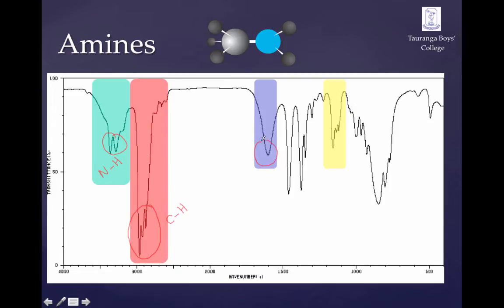You also have a peak here in the purple region, around about 1650 to 1500. This is representing the nitrogen-hydrogen bend, not stretch. In the yellow region here, around about 1200 to 1000, this is representing the carbon-nitrogen stretch.